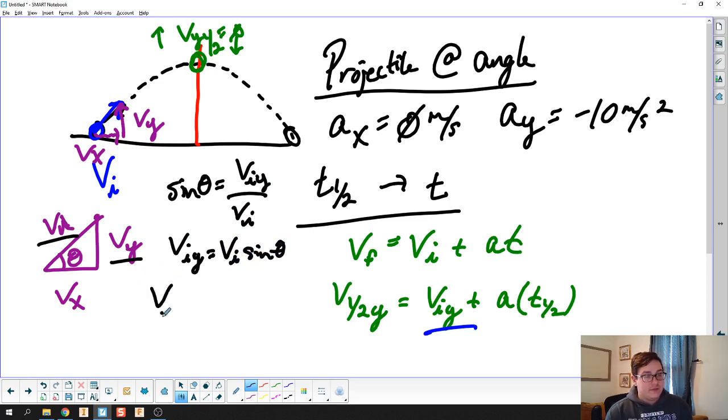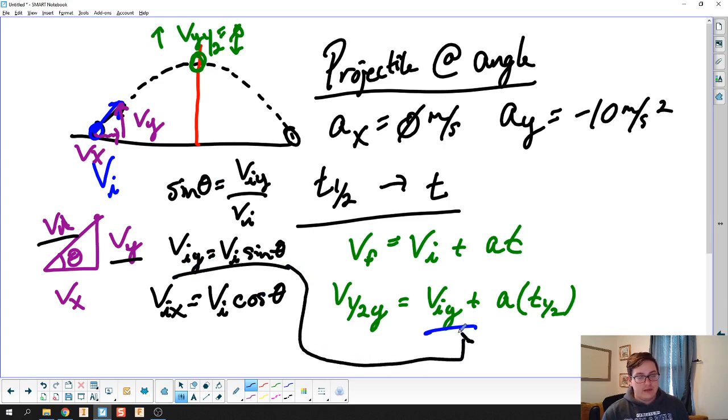What about the x direction? Well, initial velocity in the x direction would be initial velocity cosine of theta as well. So you're welcome to try that trig identity out for yourself. You are going to then plug this right in there. And so what you can then find out is what kind of time you have at the halfway point. Once you get that t 1/2, multiply it by 2, and that will get you your full time. So for example, if it only takes 1 second for your ball to go up to the top, it would take 2 seconds to go the full path.